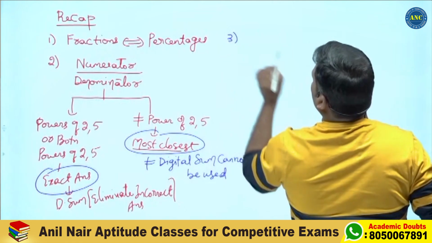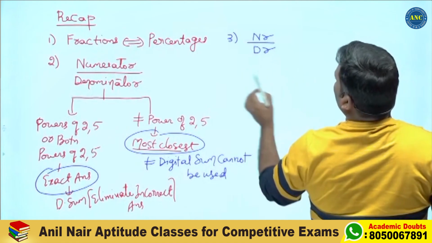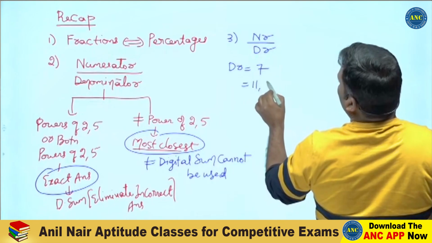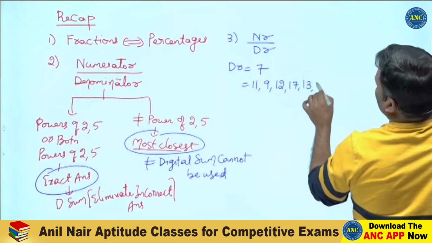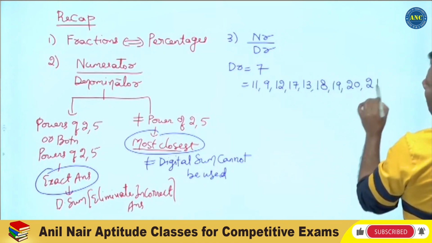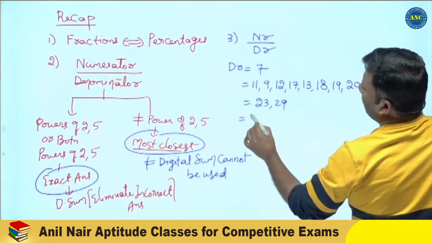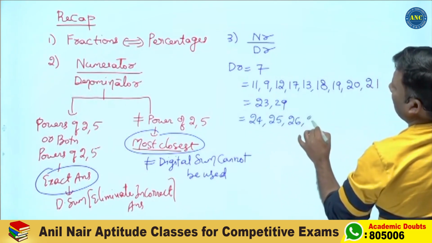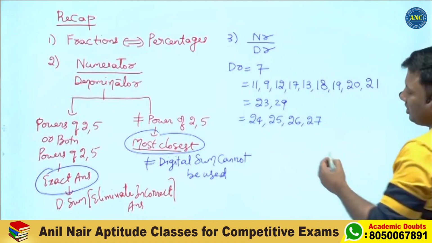Third key point, if the fraction is of the form numerator by denominator, we did for denominator 7, 11, 9, 12, 17, 13, 18, 19, 20, 21. What are the prime numbers between 20 and 30? 23 and 29. Then we took a quadruple, 24, 25, 26, 27. All these concepts, I used a concept.